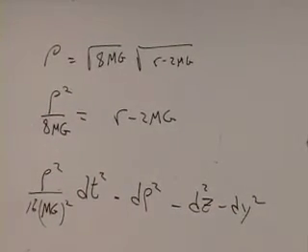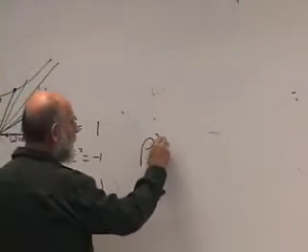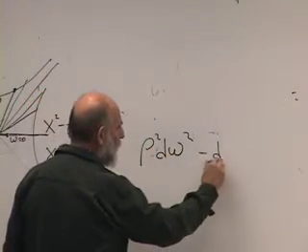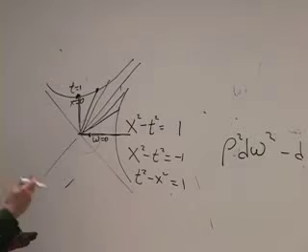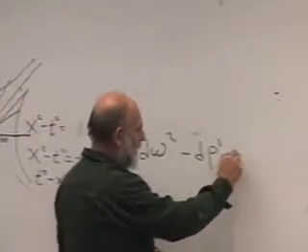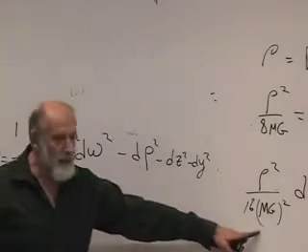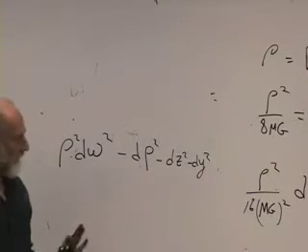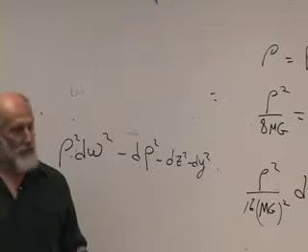We're almost there. What are we comparing this with? Let's go back. Where is my Rindler metric, my polar coordinate metric? My polar coordinate metric was rho squared d omega squared minus d rho squared. And if there were other coordinates coming out of the blackboard, then we would put them in by hand, minus dz squared minus dy squared. Is this the same as this? Not quite. What's the difference? 16 m squared g squared.